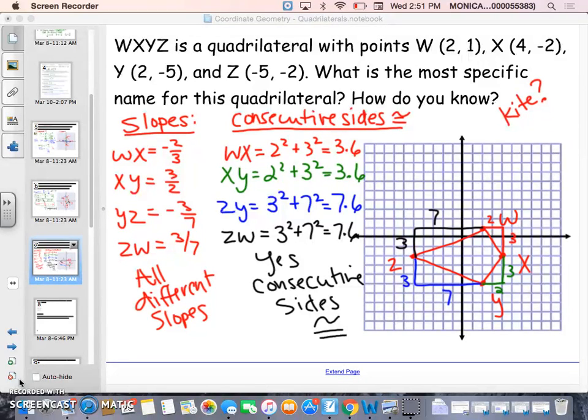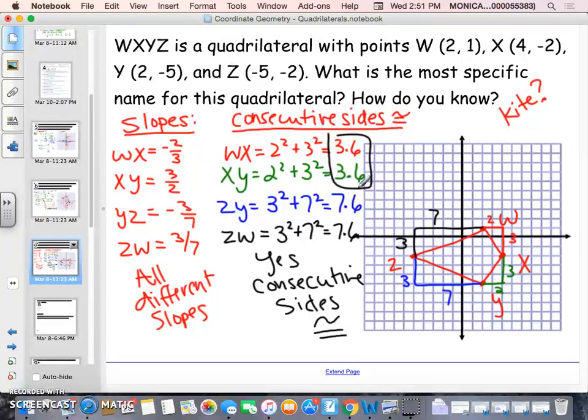Secondly, you want to make sure that consecutive sides are congruent. And so that's what we've done here. These two sides are consecutive, they are congruent, and these two sides are consecutive, they are also congruent. And therefore, we have a kite. And that's all you've got to do to prove it.